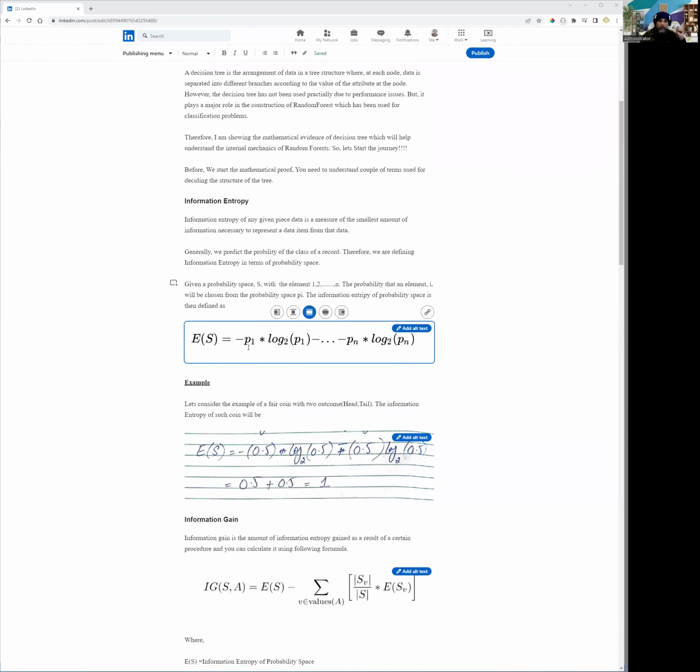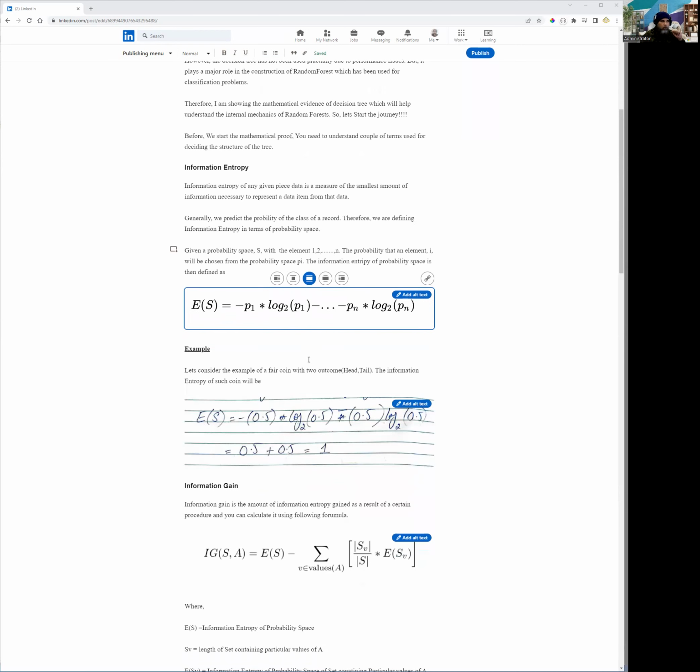So the formula is pretty simple. It is the probability of the outcome multiplied by the binary log of the probability of the outcome, and then it continues with the minus sign all the way till the nth outcome of the sample space. And because we are talking about probability, instead of sample space, we're going to call it the probability space, with elements obviously 1 to n.